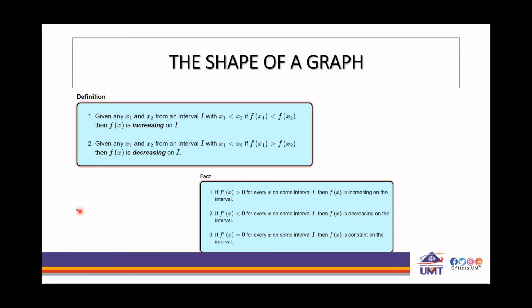If f prime x is less than 0 for every x on some interval I, then f(x) is decreasing on the interval. And if f prime x is equal to 0 for every x on the same interval, then f(x) is constant on the interval. It's quite easy to imagine this. If the derivative equals 0, it means it is constant on the interval. If it is less than 0, then f(x) is decreasing. If the f prime x, or derivative, is greater than 0, then it is increasing.